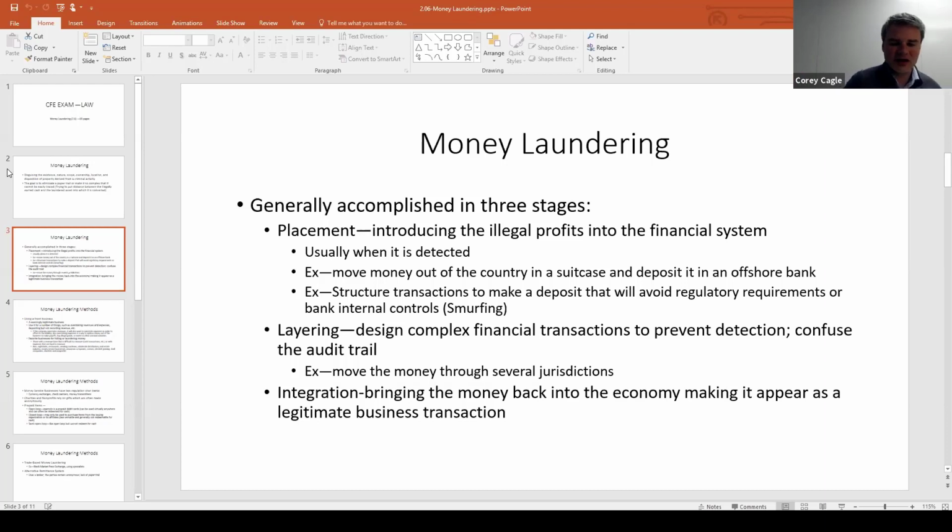Layering is trying to prevent it from being detected, confusing the audit trail, making everything complex. An example is moving it through several jurisdictions. And then integration is bringing it back into the economy and making it appear as if it is legitimate. So those are your stages of money laundering.